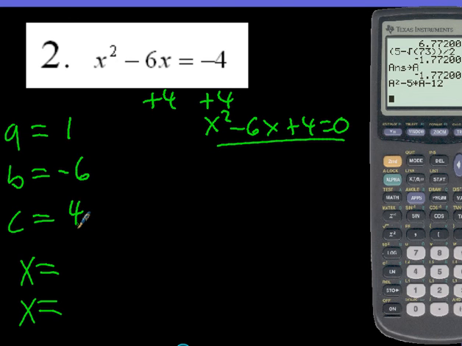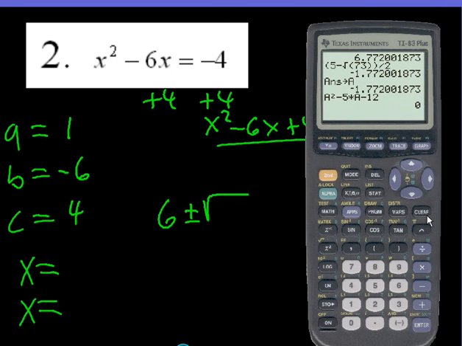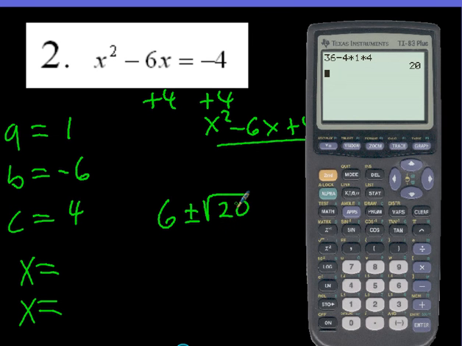So then I have negative b, positive 6, plus or minus, square root, b squared minus 4ac. This time let's just do it on the calculator. Okay, so b squared, that's going to be 36, minus 4 times a, which is 1 again, times c, which is 4. Hit enter. That's what I'm going to put inside my radical. All over 2a, all over 2. Okay, and so now I can go ahead and do that.